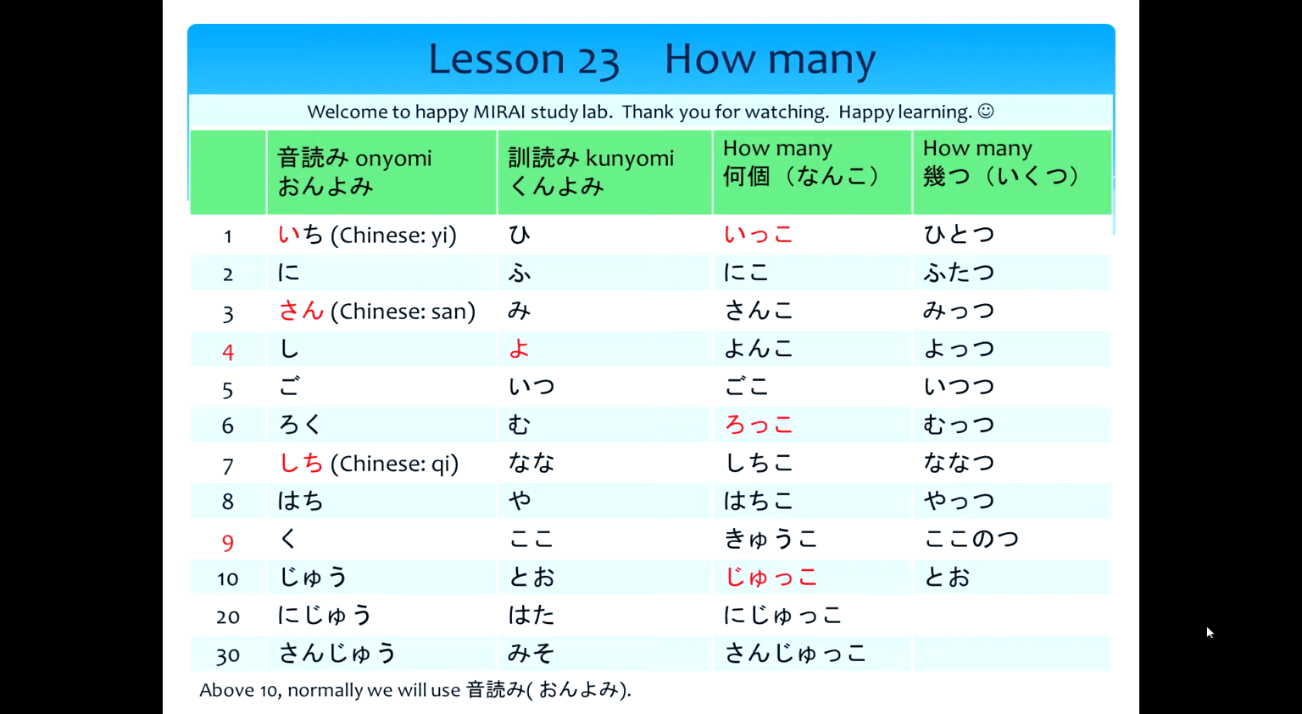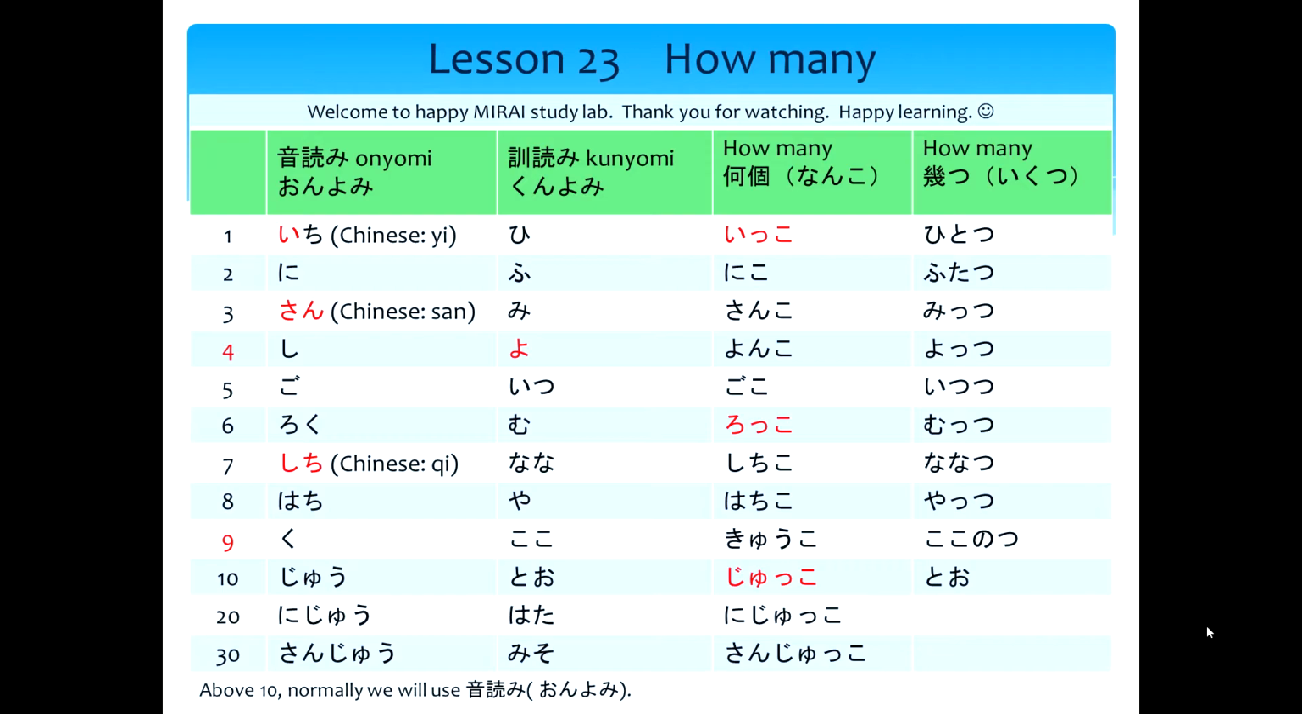When it comes to counting, normally above 10 we will use the onyomi, which is the pronunciation created based on Chinese pronunciation. For example, when we count 11 or 12 or 20. Later I will show you the examples under how many. For example, 20 is nijuko, right?